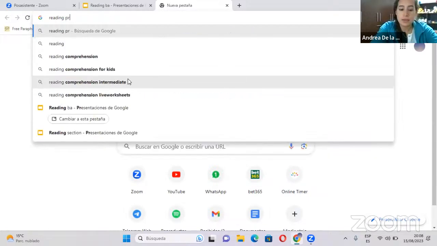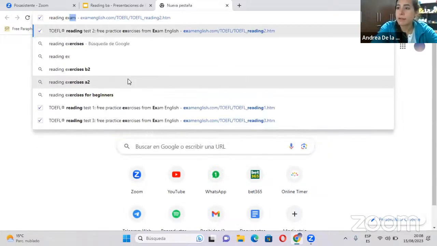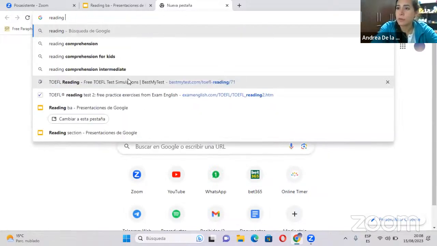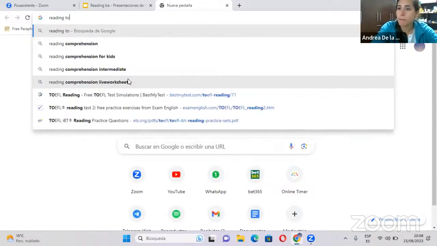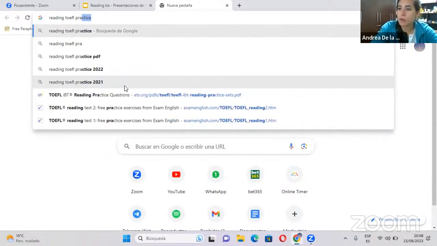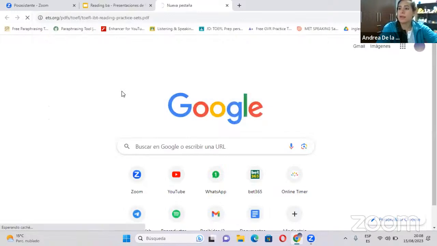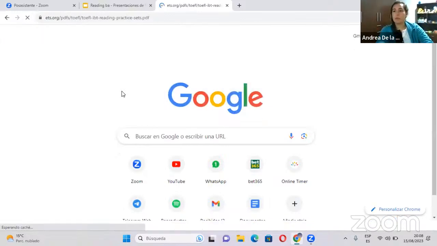Let's see, if you search for reading exam or reading practice, no. This is the one. It's official from the ETS, which means that it should be very accurate, very similar to what you have in the real test. So let's take a look.